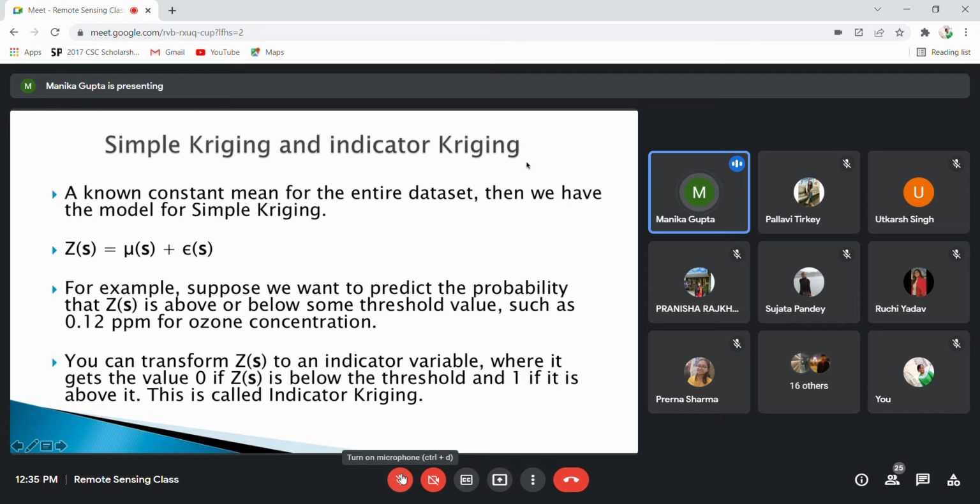When we are talking about indicator kriging, what we do is take one threshold value. We indicate that threshold value, and as the name says, we interpolate in a way that we just give 0 and 1 values, depending on whether it is above the threshold value or below the threshold value. So it's just an indicator kriging.